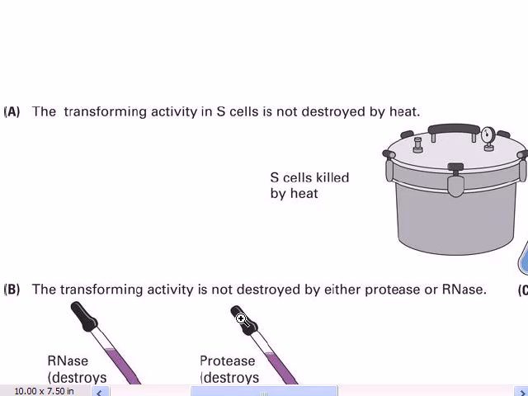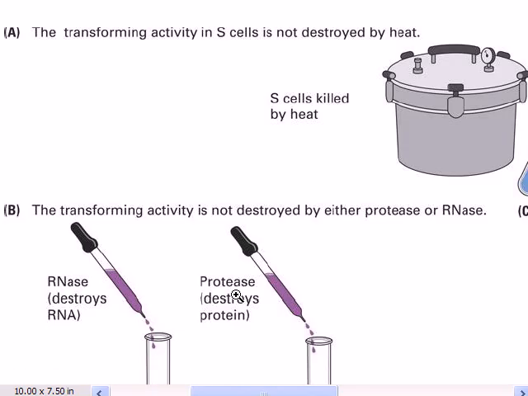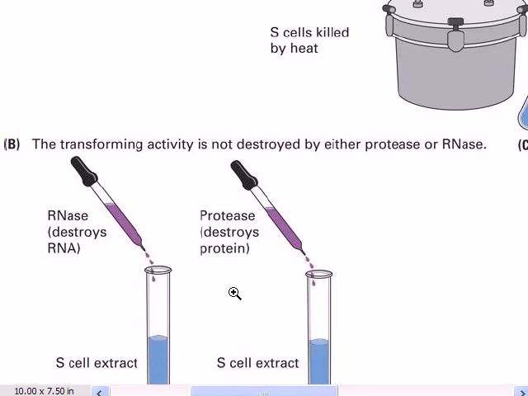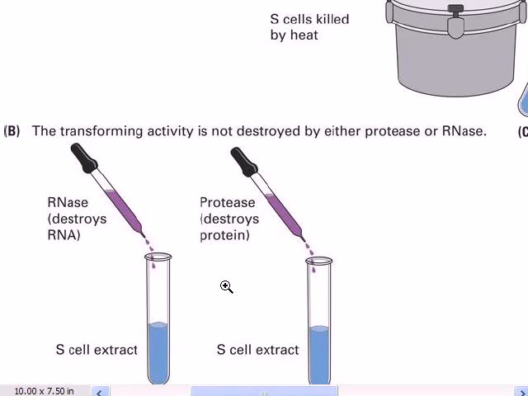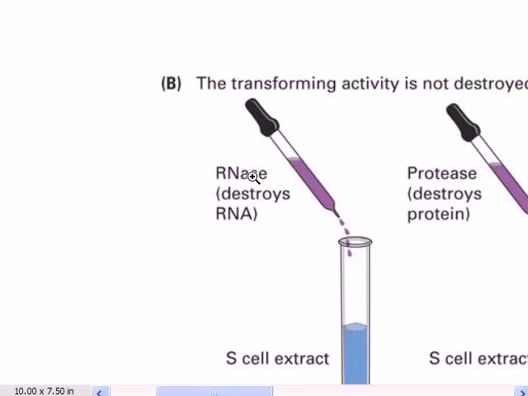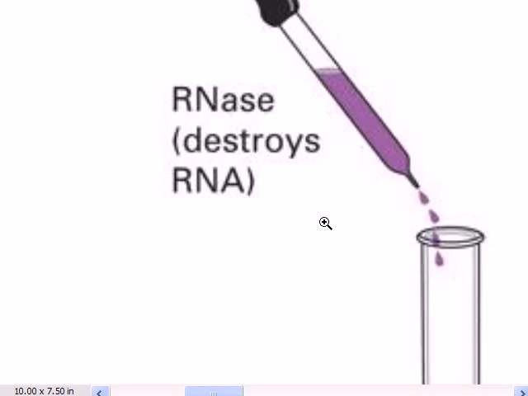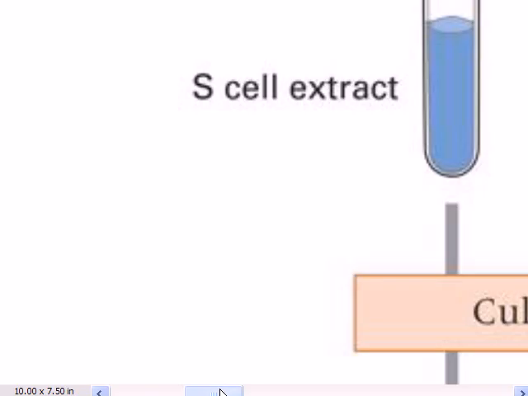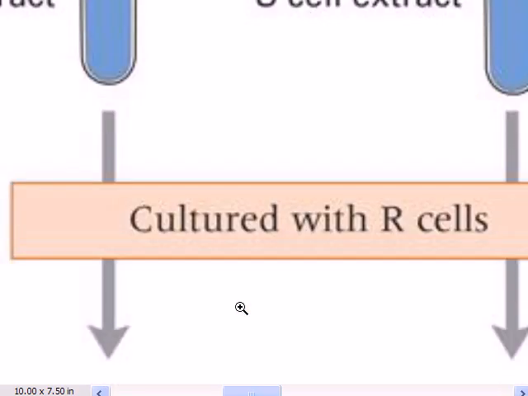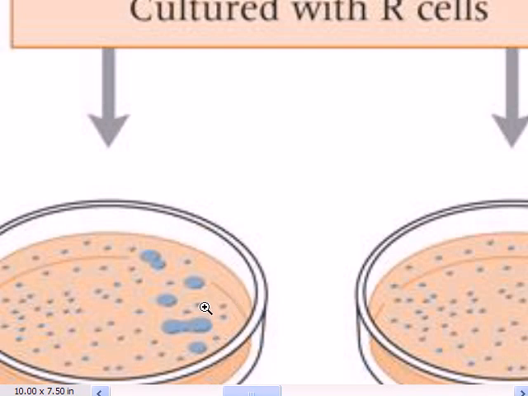Now, but you can destroy some of the activity of some of these substances by using various enzymes. There's a few enzymes that we can use here. We can take this extract from the S cells that still could transform R cells into S cells, and if we use RNase, we can destroy the RNA in that extract. Now, anything that has the ASE suffix on it is an enzyme. So when you add RNase to the extract, the S cell extract still has the ability to transform R cells into S cells. As you can see here, there are a few S cells left in the culture.